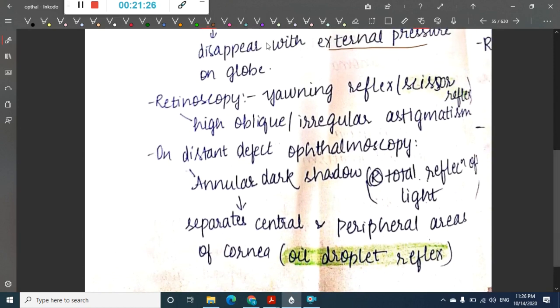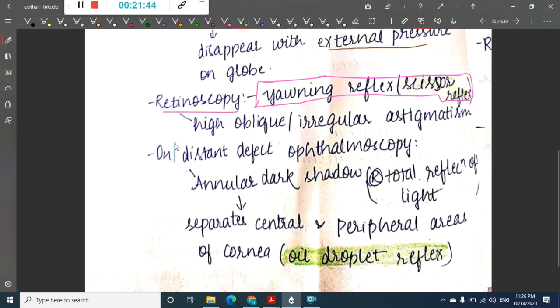pressure. Then on retinoscopy, you see a reflex called the yawning reflex or scissor reflex. Okay, you also see high oblique or irregular astigmatism on retinoscopy.